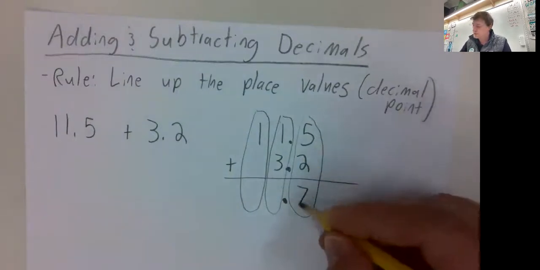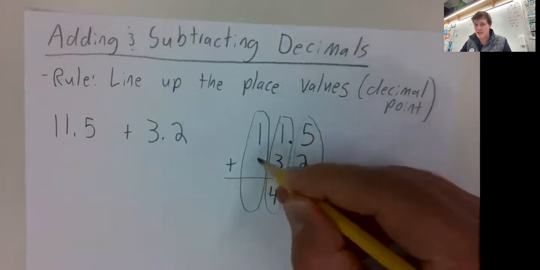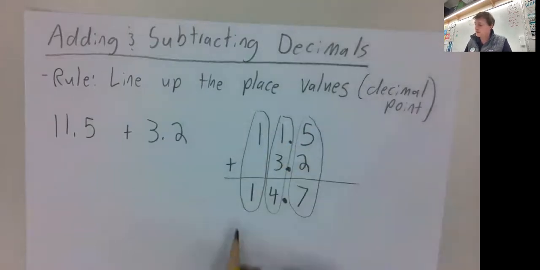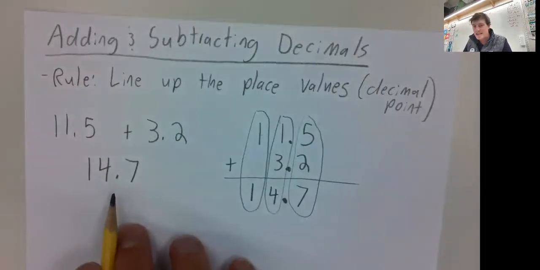5 plus 2 is 7. 1 plus 3 is 4. 1 plus nothing is 1. So here's my answer, 14.7 or 14 and 7/10.